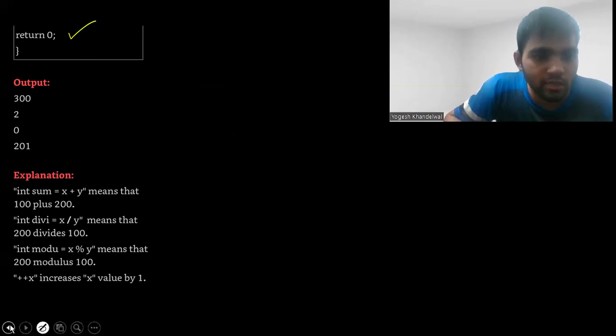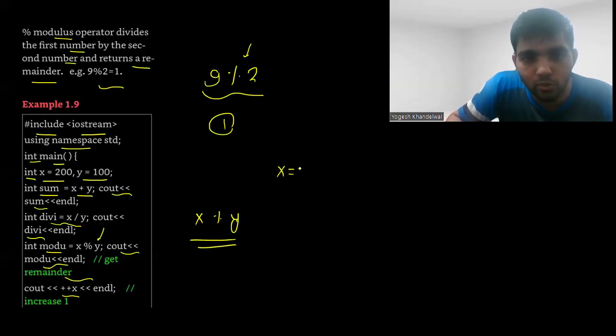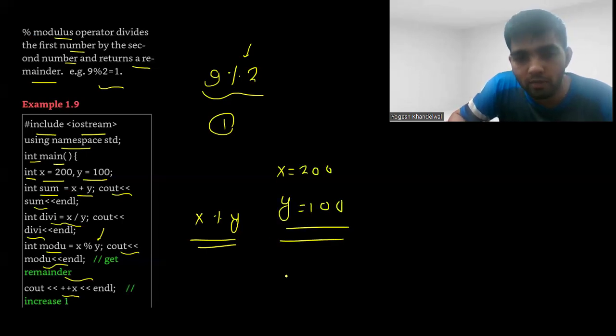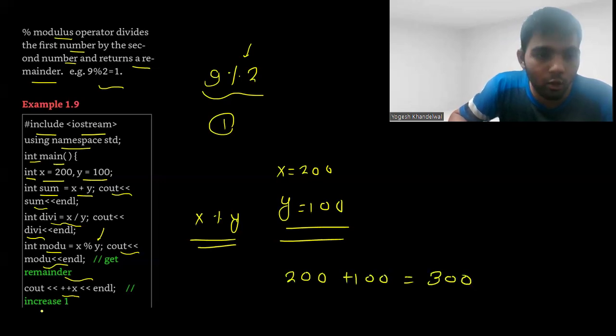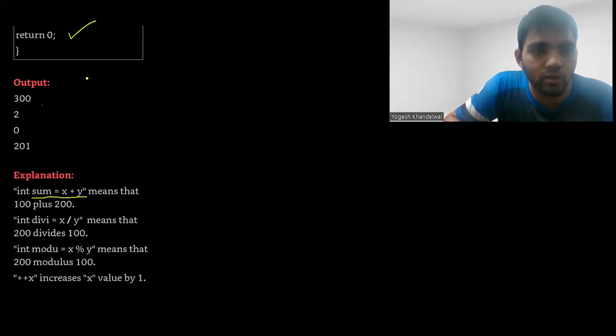So let's see the result. So this is our first, sum x plus y. So we have x is equal to 200 and y is equal to 100. So after summing it will become 200 plus 100, like 300. So in the output it should be 300. So it is coming like 300 here.